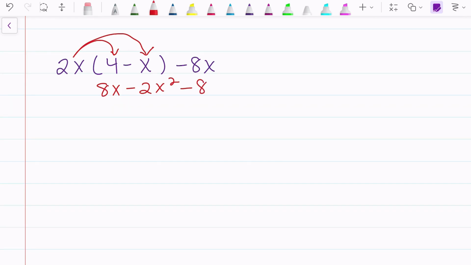I would drop down this minus 8x that's on the outside. Now I can combine like terms. I've got an 8x and a negative 8x, and those two cancel as in the problem before. They are opposites. 8 take away 8 is 0, and 0x is just 0. So these would go away, and I would just be left with negative 2x squared. Hope this clears up combining like terms and the distributive property.